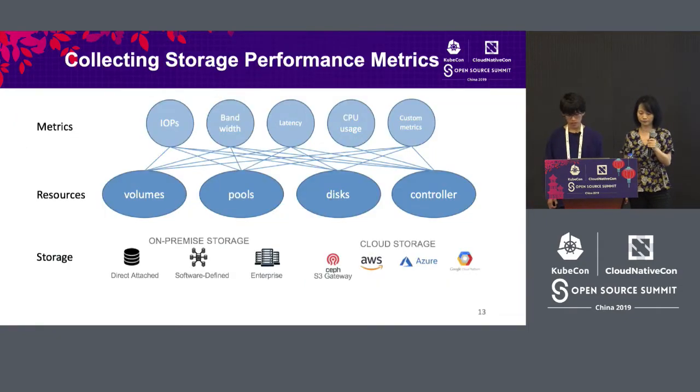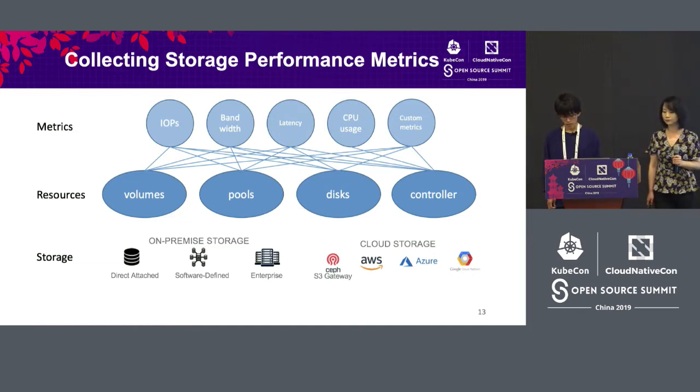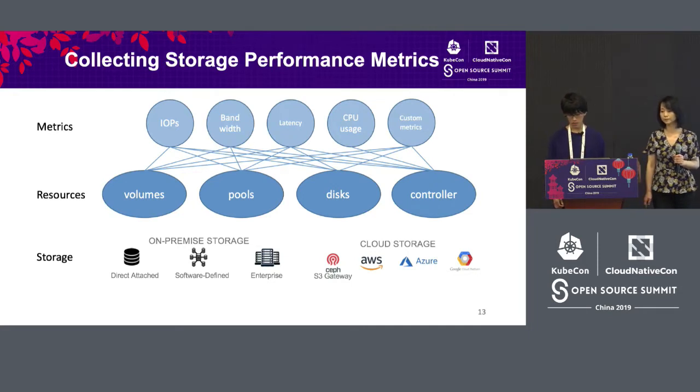The metrics collector gets IOPs, bandwidth, latency, CPU usage, and custom metrics for volume, disk, and controller resources. For example, IOPs of a volume, and bandwidth of disks, and so on. On-premise storage, such as direct attached and software defined enterprise, is supported. And also cloud storage such as Ceph S3 Gateway, AWS, Azure, and Google Cloud Platform is also supported.